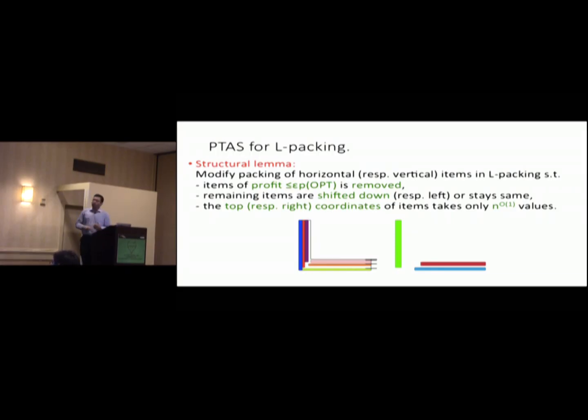And then the top coordinates of the horizontal items will only take a polynomial number of values. So instead of k possible values, it will only take a polynomial number of values. And similarly, we will do the same for the vertical items. And now the dynamic program, instead of polynomial in k, requires only polynomial in n number of values. So this gives a PTAS for L packing.